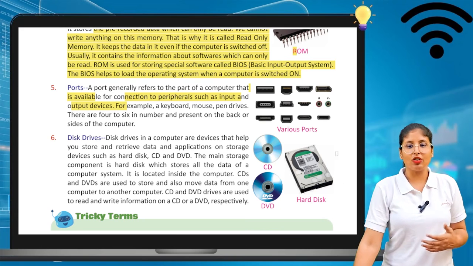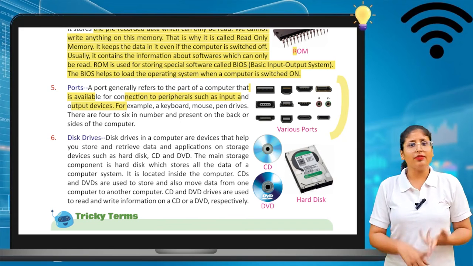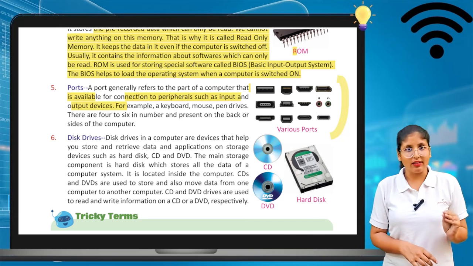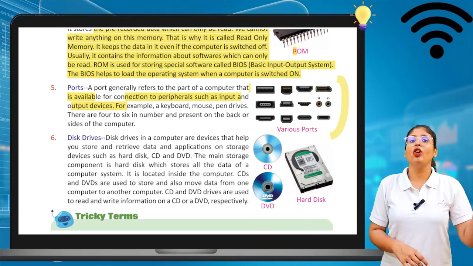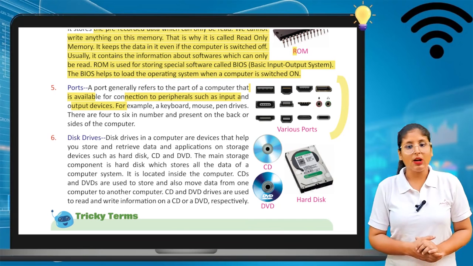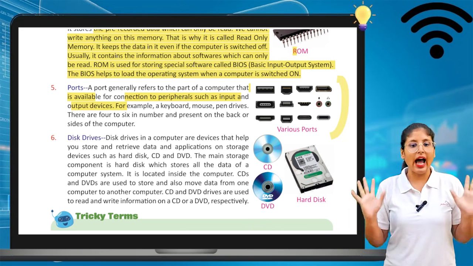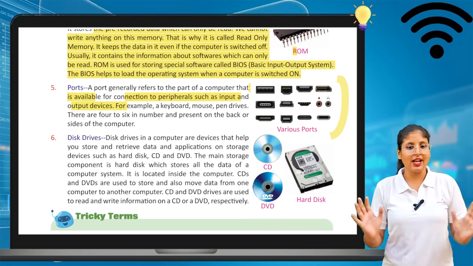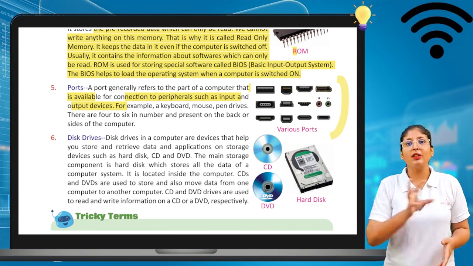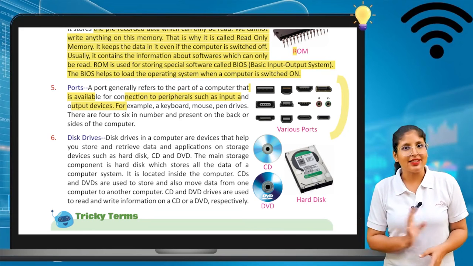As in the picture also, different ports are there to connect your headphones, earphones, mouse, or pen drives. So different ports are there to connect your input or output devices in the computer. For example, a keyboard, a mouse, a pen drive; there are 4 or 6 of them present on the back or side of the computer. In the CPU side, we can see different ports to connect your output or input devices to the computer.